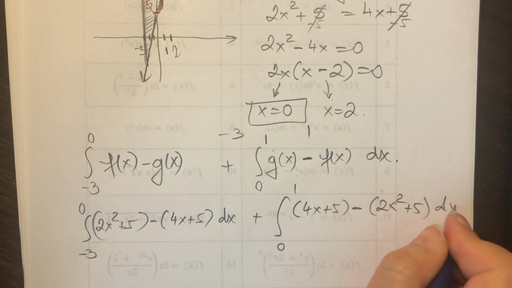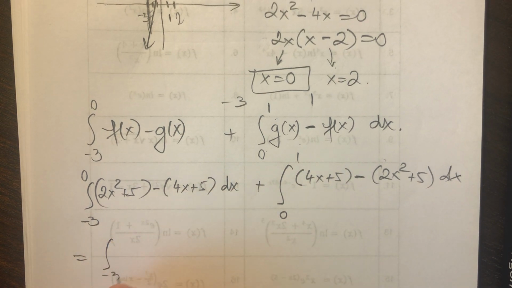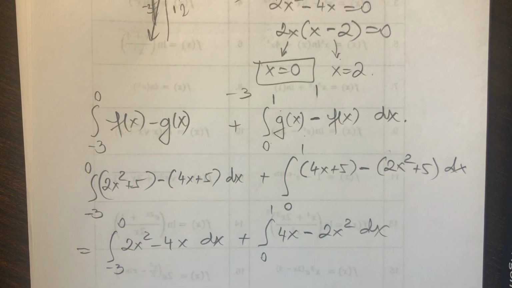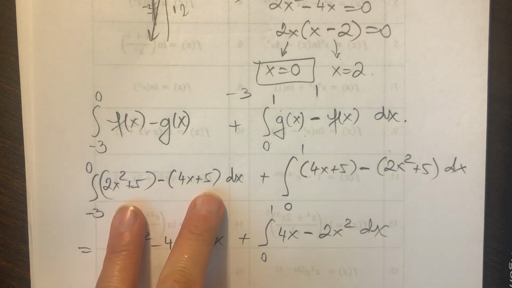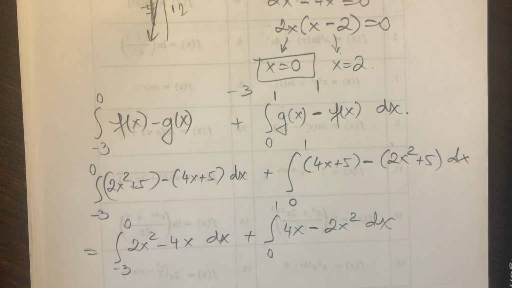And backwards from 0 to 1, you have 4x plus 5 minus 2x squared plus 5. So it's a little bit of computation, but nothing crazy. So between -3 and 0, combining this, I have a 2x squared minus 4x. And between 0 and 1, I have backwards a 4x minus a 2x squared. They're opposites of each other. You don't need to actually combine all these terms, but fine, do. But when we switch the order in a subtraction, you just simply get the opposite of what you had.